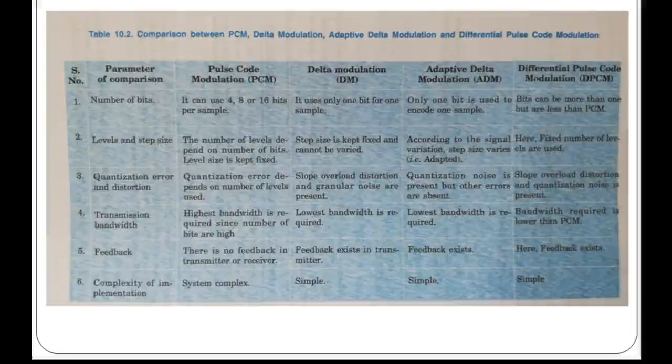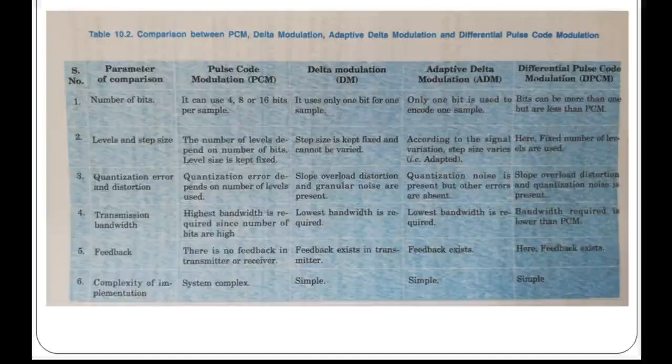The system in PCM is complex. It involves a low pass filter, then a quantizer, followed by an encoder, which will be amplified and transmitted.